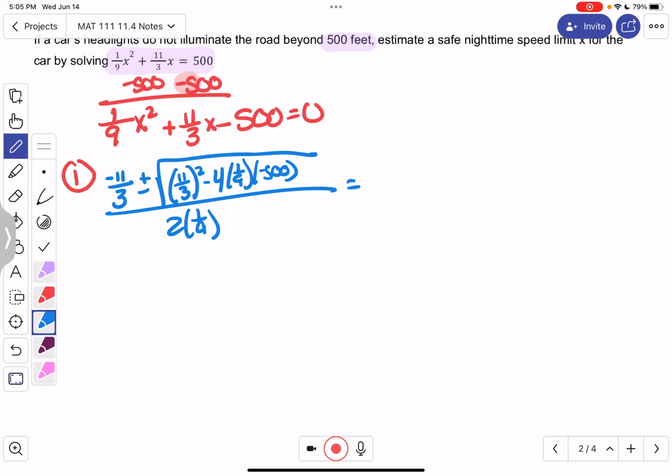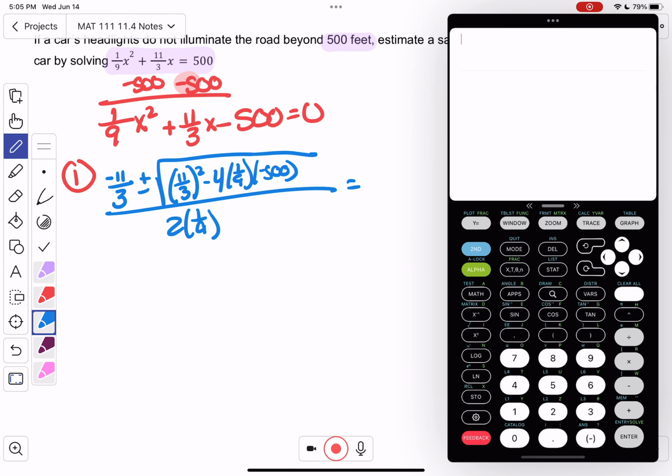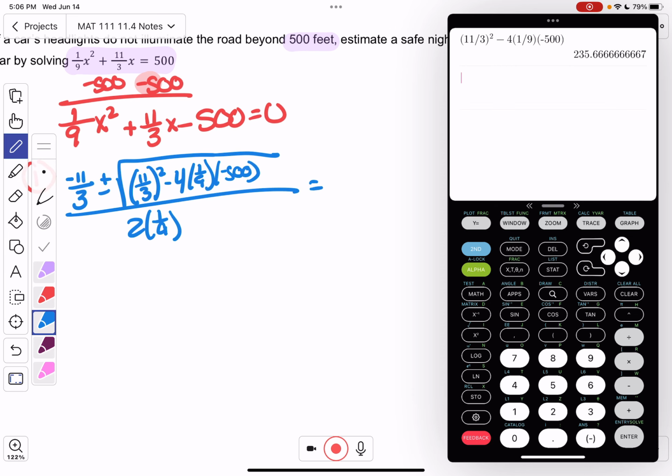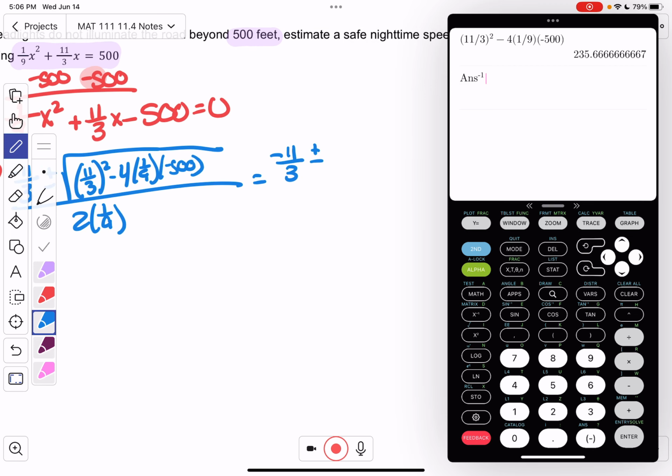If I'm looking for an exact answer, I can also just type that radical part. So parentheses, 11 over 3 squared minus 4 times a times c gives me 235.7. So this one's not going to be exact no matter what we do. So square root of 235.67. And then 2 times 1/9 is 2/9.